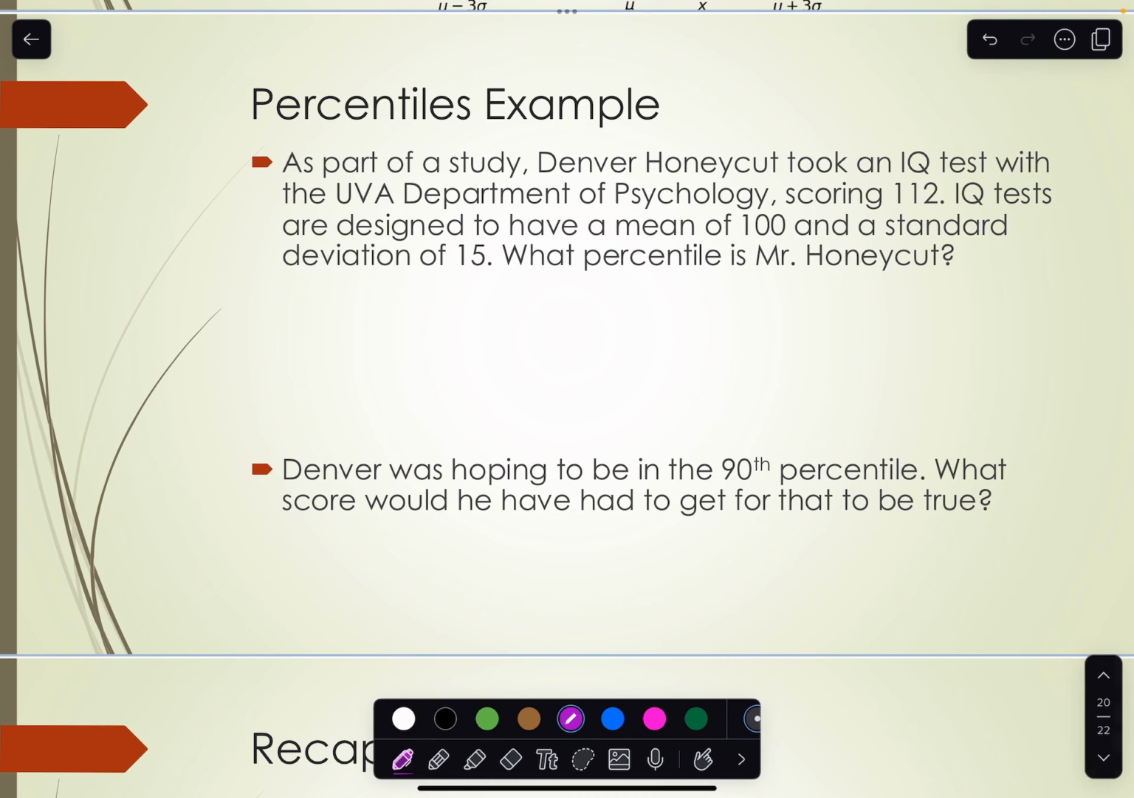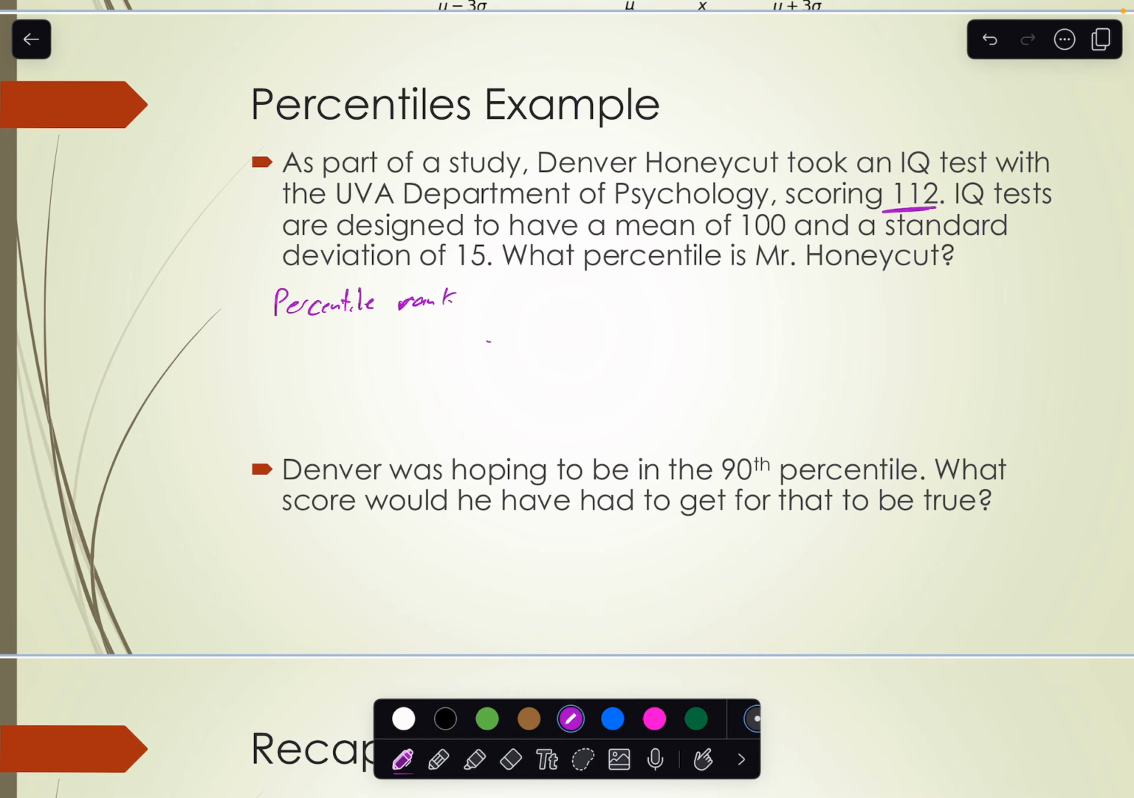Okay, now here's another percentile example. As part of a study, Denver Honeycutt took an IQ test with the UVA Department of Psychology, scoring 112. Now, IQ tests are designed to have a mean of 100 and a standard deviation of 15. What percentile is Mr. Honeycutt? I need to find the percentile rank of this data. I'm looking for a percentage out. I want to know what percent is less than Mr.